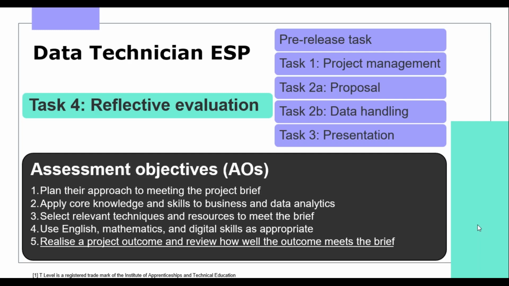The ESP is conducted during a 2-week assessment window, which will be available during the summer and autumn terms. The tasks are designed to replicate the real-life industry experience, and we use employers and industry experts when developing the ESP to help achieve this. This video will focus on Task 4, where students will evaluate their performance on the ESP tasks, and Assessment Objective 5 is the sole objective of this task regarding the project outcome and review.